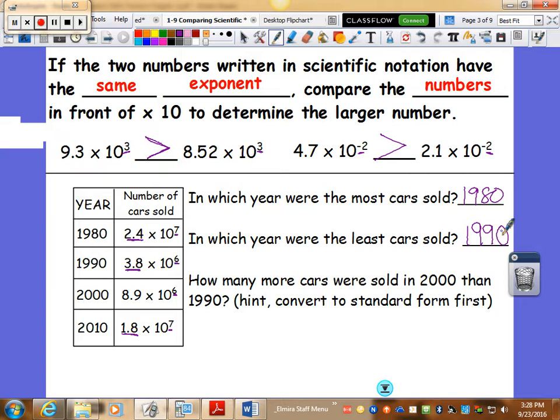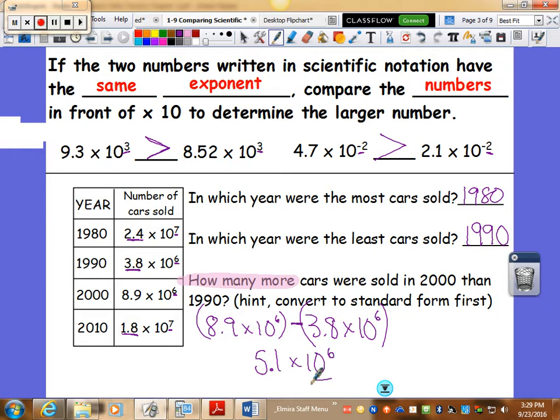How many more cars were sold in 2000? We're having a little throwback to lesson 1-7 where we're setting up a subtraction. So 2000 was 8.9 times 10 to the 6th. How many more means subtract. Then 1990, that's 3.8 times 10 to the 6th also. Okay, so this actually has the same exponent, so you can use the shortcut if you want. You can use the calculator if you want. You end up with an answer of 5.1 times 10 to the 6th.